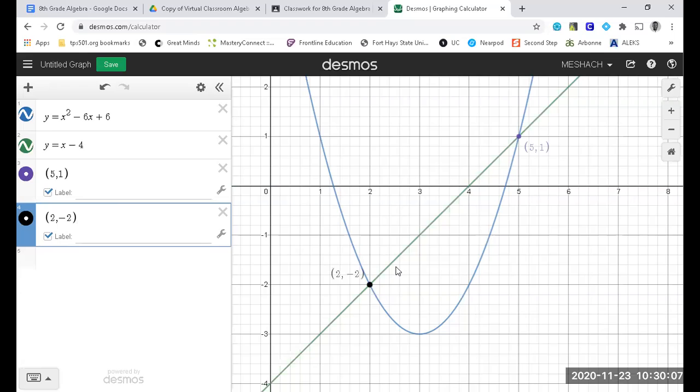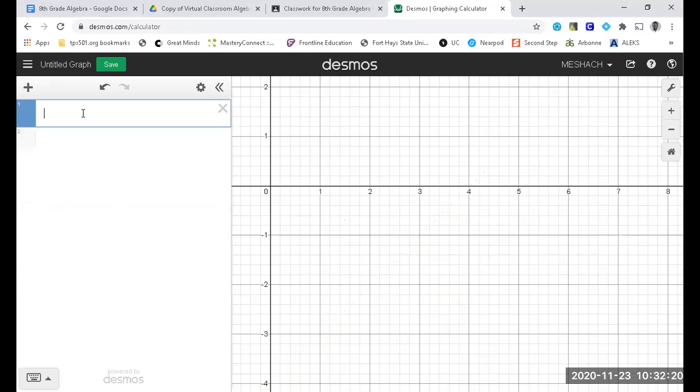And I'm going to label them. There it is, 2 points of intersection with this. So I have my linear graph and my quadratic graph. Get them, put them in Desmos, and then I get my points. Let's go back and do this other question now.